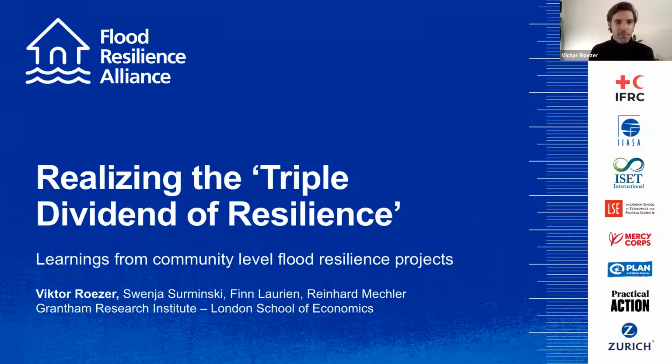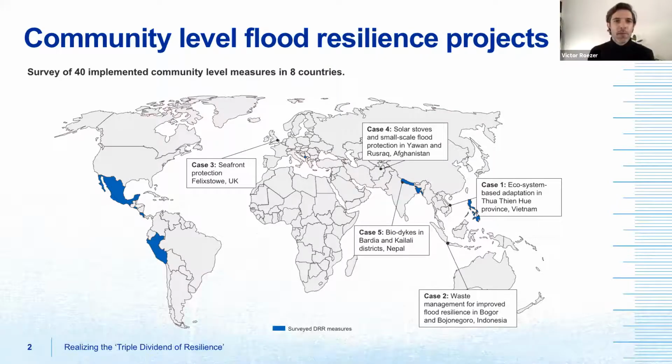And what I would like to start with is to give you a quick overview of which communities we've analyzed. Through our partners, both within the Flood Resilience Alliance and also outside partners, we were able to collect a number of community level measures that were implemented in total in 8 countries. These are marked in blue, mainly in Latin America and Asia.